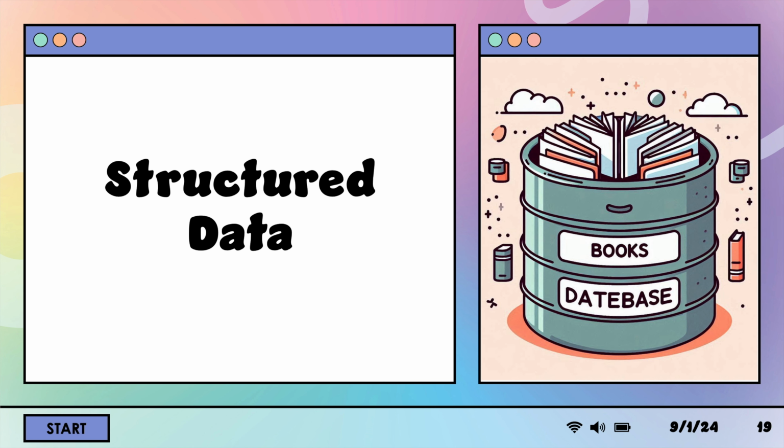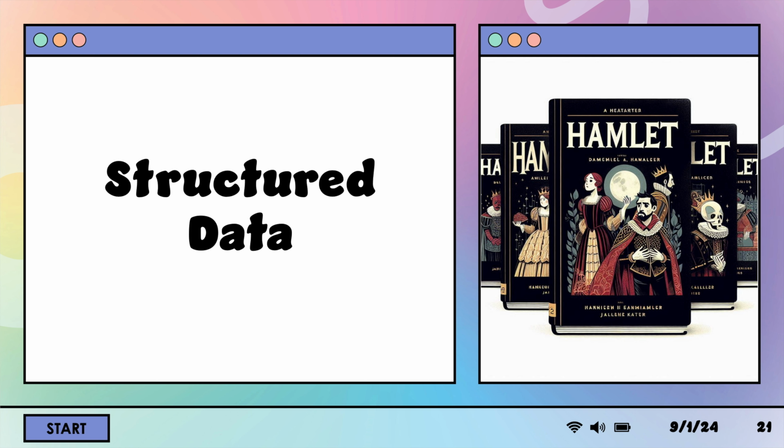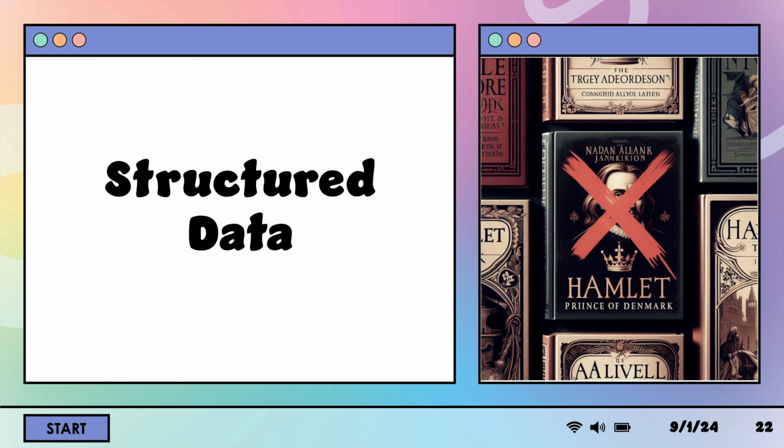Imagine we have a database of books, and one of the fields is the book title. If we search for the exact title, Hamlet, we expect to find books with a title exactly matching Hamlet. We won't get results for variations like The Tragedy of Hamlet or Hamlet, Prince of Denmark. Only the exact match counts.